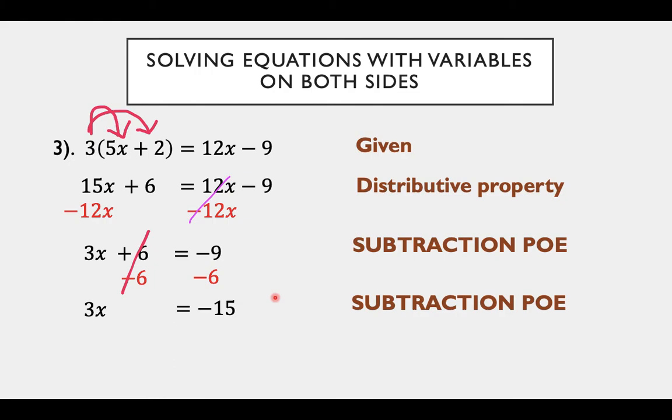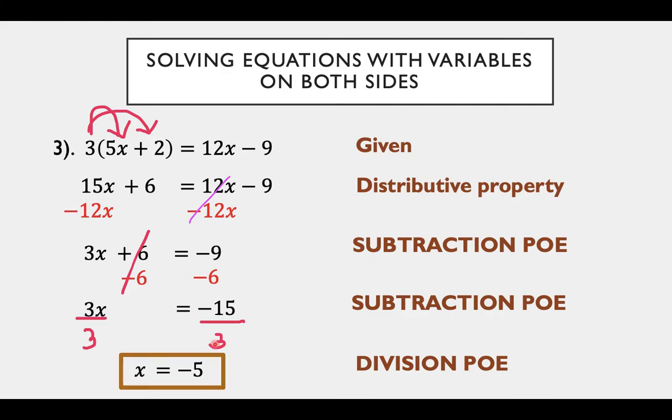Last but not least, you should know how to solve for x. To do that, I'm going to divide both sides by 3 using the division property of equality. Our final answer is negative 5.